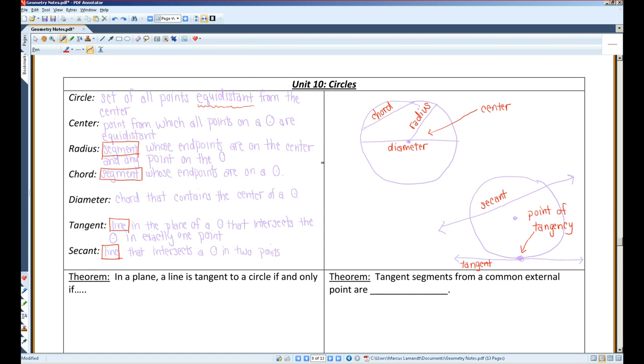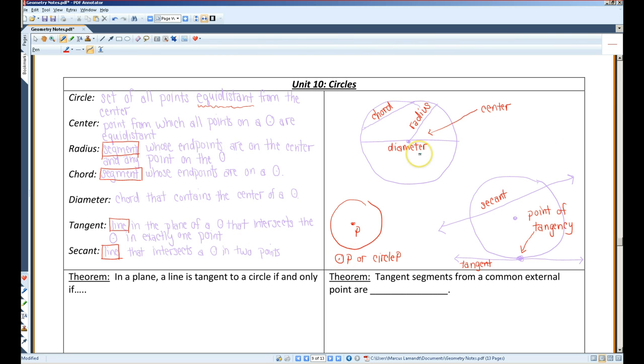A circle with center P, actually let me write this down. A circle with center P can be written like this. So if I have a circle and the center is P, you can name it circle P, or you can write out circle instead. This is the little symbol for circle.